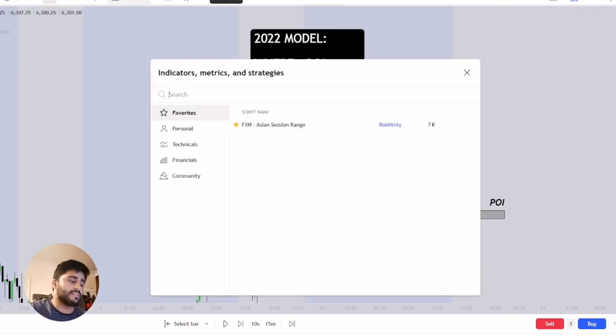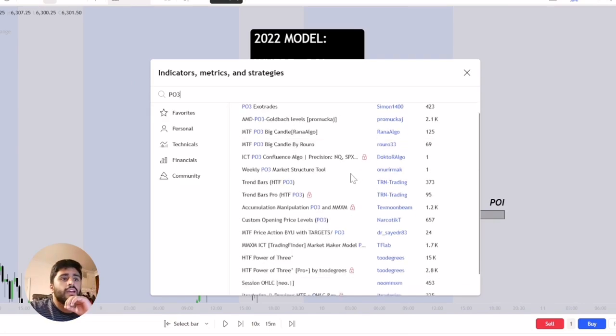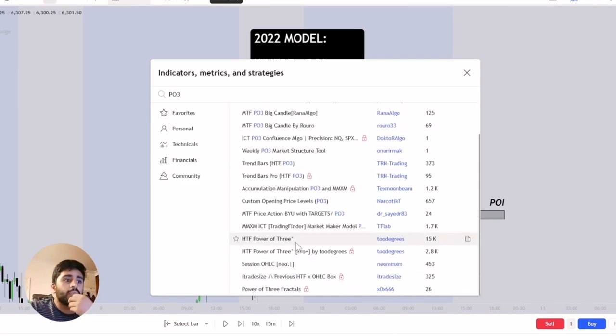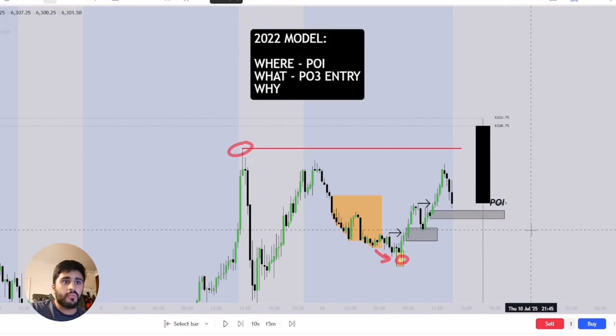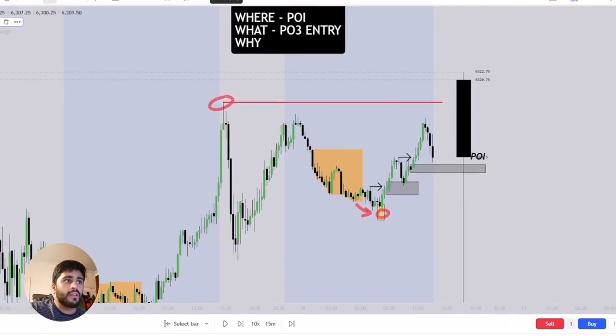So if you go to the indicators and type in PO3 and you scroll all the way down, higher time frame PO3 with the little degrees, it's free. Don't use the second one, use the first one, right? Higher time frame, power of 3 by 2 degrees. 2 degrees spelled TOO. So if I just kind of play price on, what's actually going on here?